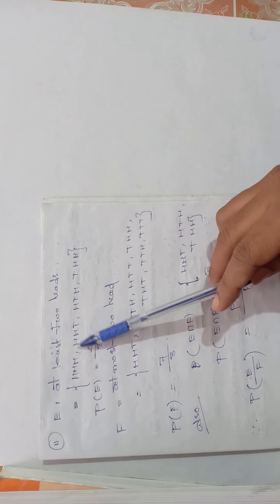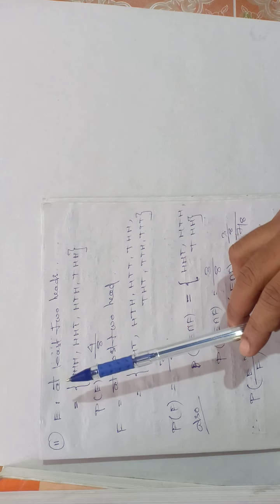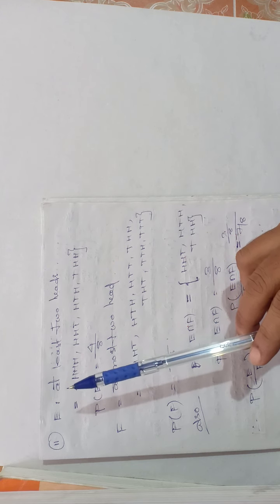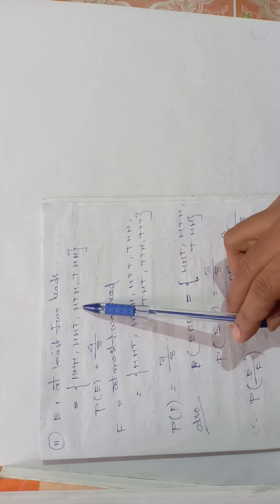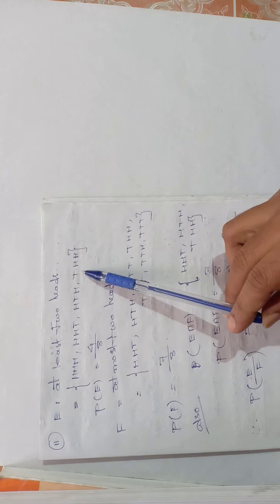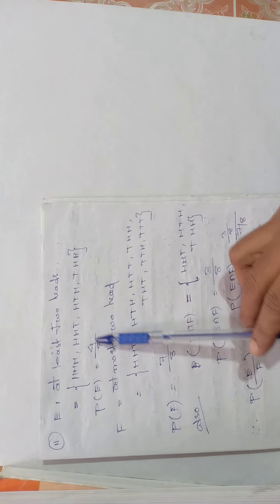The next question is: given that at least 2 heads is an event. At least 2 heads means maximum 3 is also possible, minimum 2 should be there. So for at least 2 heads, the elements are HHH, HHT, HTH, THH. So there are 4 elements, so the probability of this event will be 4 by 8.